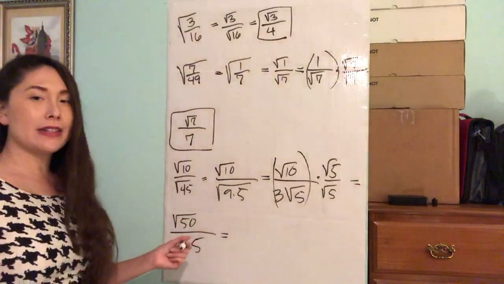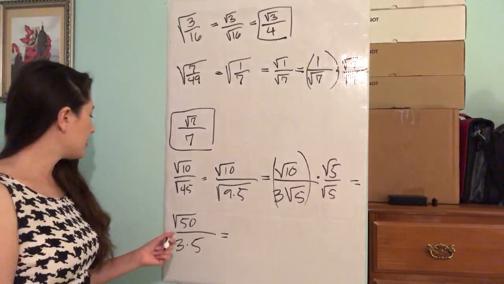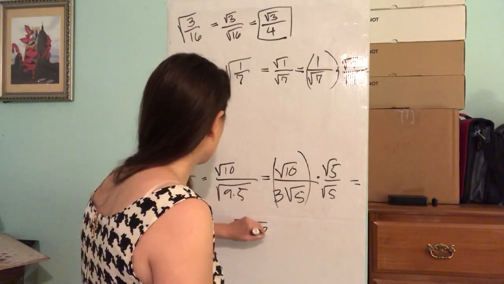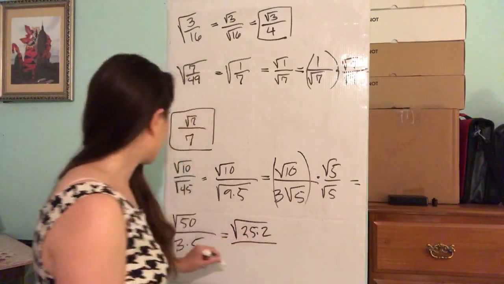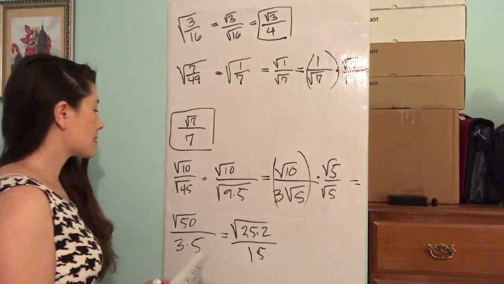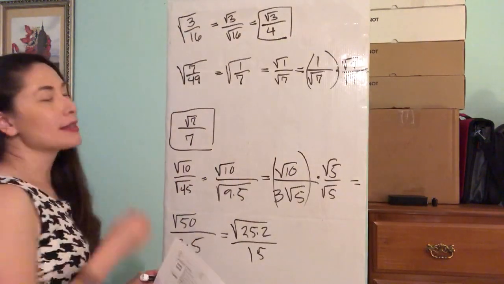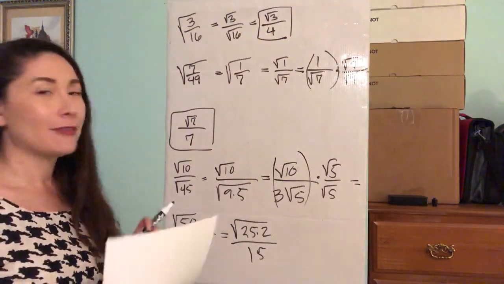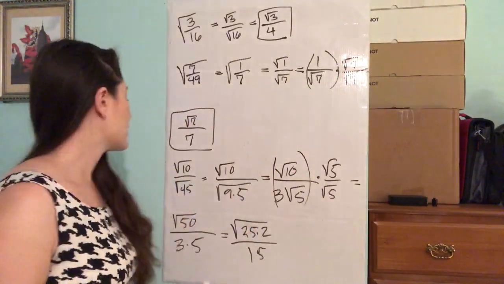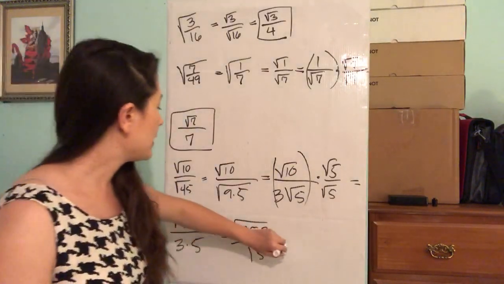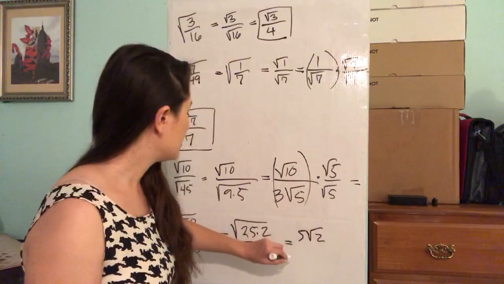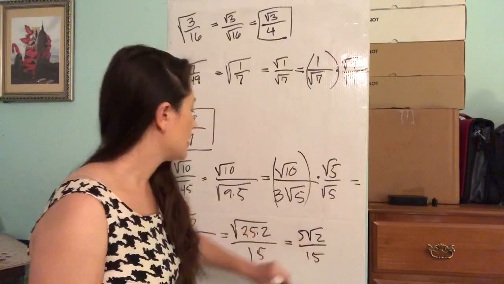Can we break down 50? This square root of 50, can we break it down? 50 breaks down into 25 times 2. On the bottom, 3 times 5 is 15. What's the square root of 25? 5, right? So we can take the square root of 25 out of the radical, and that would be 5 times the square root of 2 over 15.